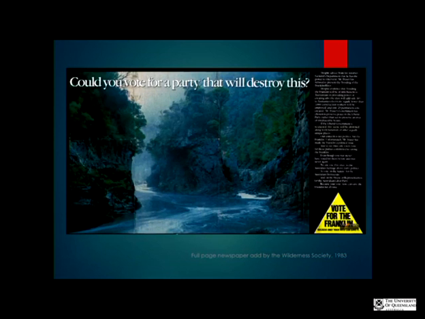And it says, could you vote for a party that would destroy this? Vote for the Franklin. And this was an ad put in by the Wilderness Society.